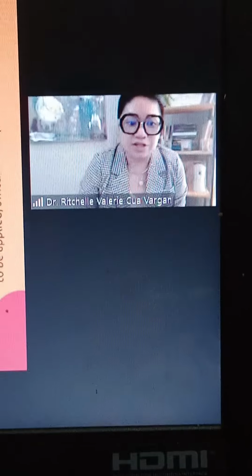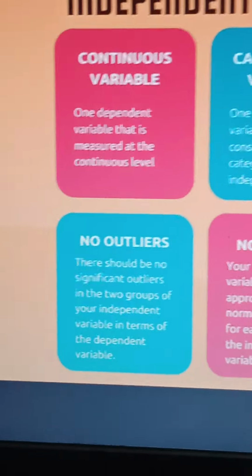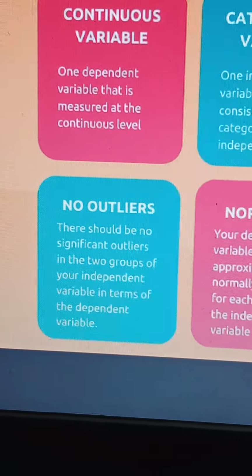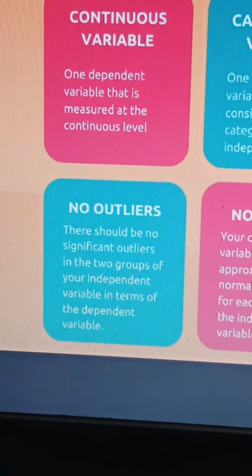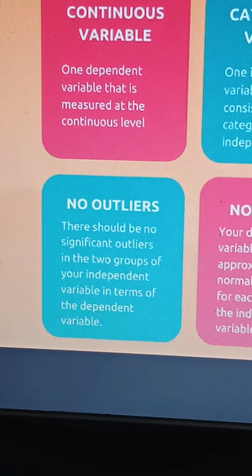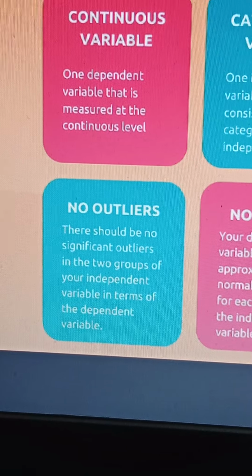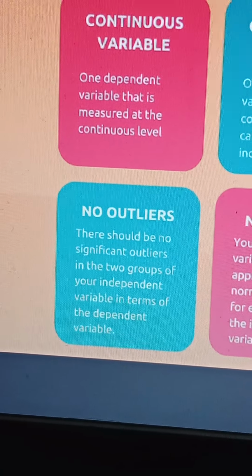No outliers. So again, we only look at the significant outliers, those with the asterisks. But if there are outliers that don't have the flag, the flagged outliers, meaning the asterisk, there is no need to do anything for that.